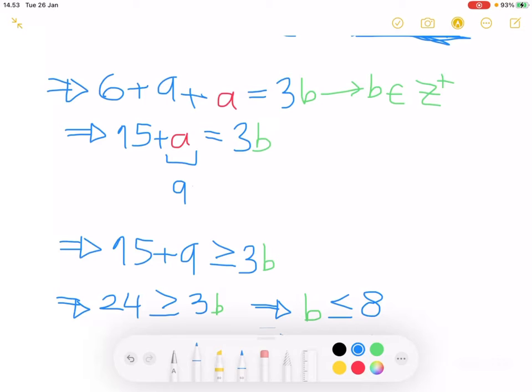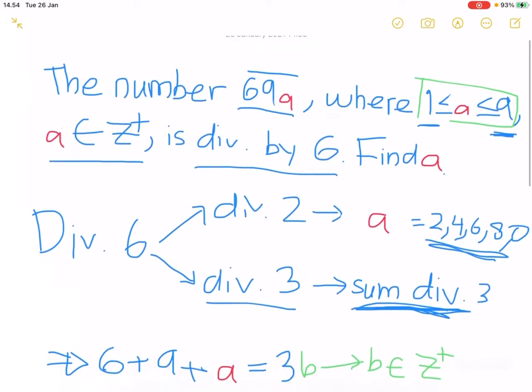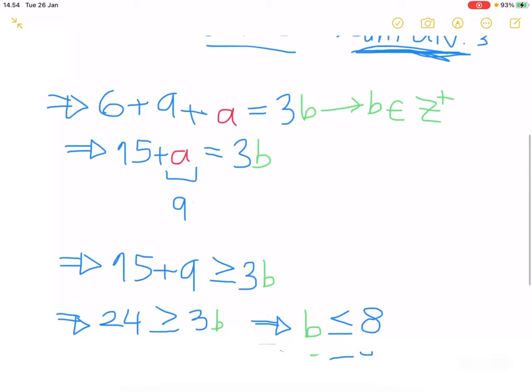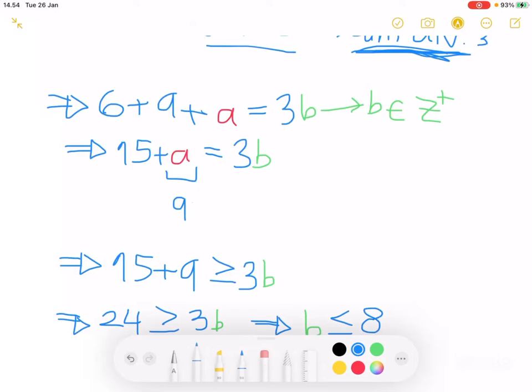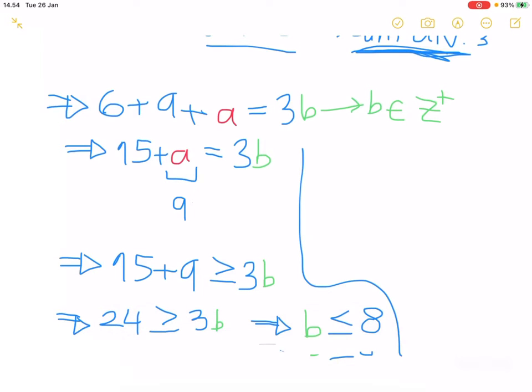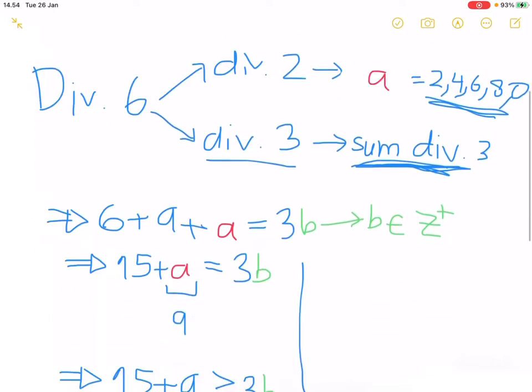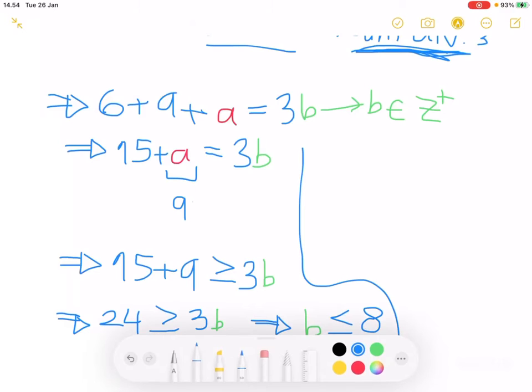And you can just do this by logic as well. If you plug in a b value greater than 8, then a would be greater than 9, and that contradicts our bounds of inequalities. And also from this question we are given that a is at least 1. So let's just use that as our second advantage.